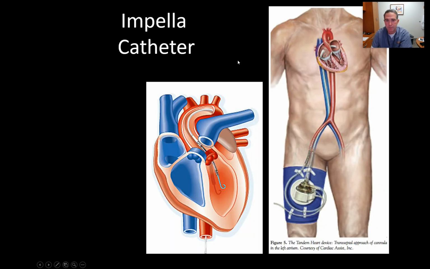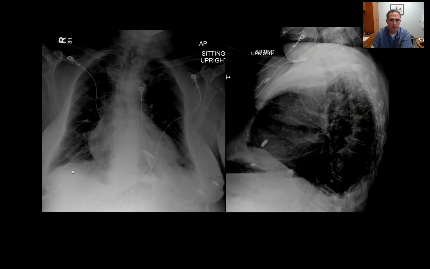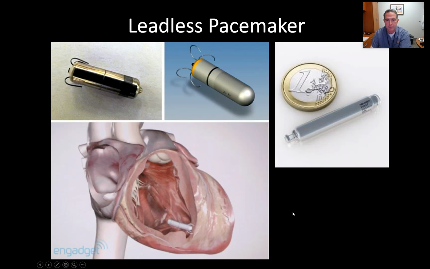You can see that here. So it sucks blood out here and delivers it up here, so it's kind of an internal left ventricular assist device. This at first looks like one of those loop recorders, but it's inside the heart. It's actually a leadless pacemaker. It is actually inside the heart. Looks like a bad idea.